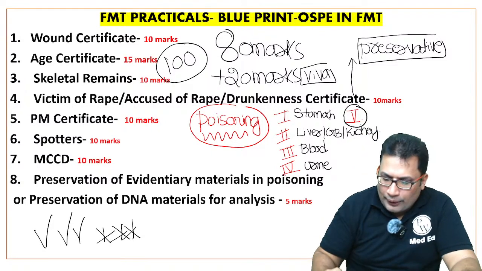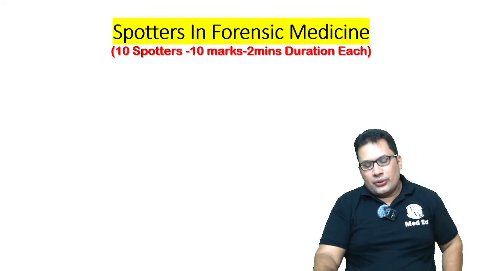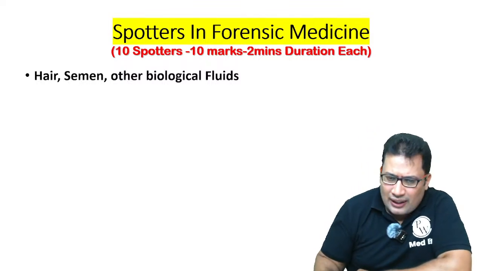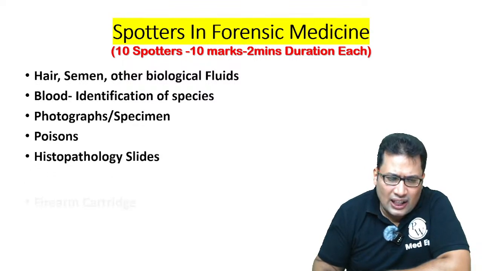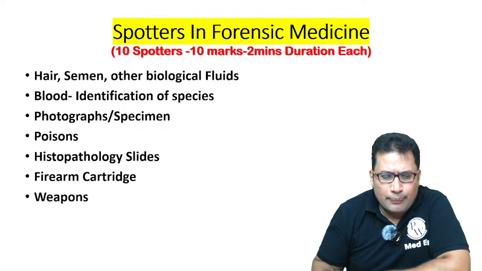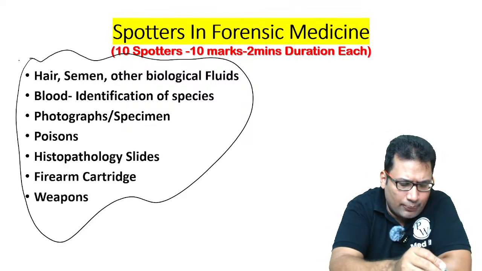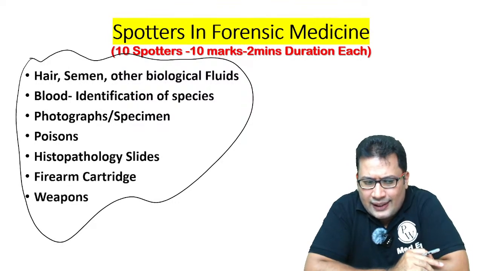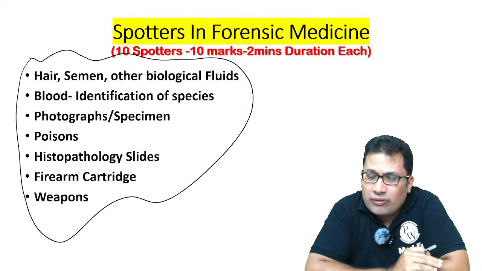Okay. So this is the blueprint. Then comes the spotters in forensic medicine. Spotters usually can be hair sample, seminal sample, other biological fluid, blood sample, photograph, poisons, histopathology slide, firearm cartridge, or weapon. So anything from this can be asked in your exam. It's all given in the NMC guidelines. The spotter should be selected from these only: hair sample, blood sample, seminal sample, poison, histopathology, firearm cartridge, weapon, photograph, and specimen.